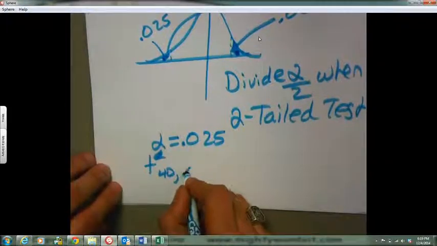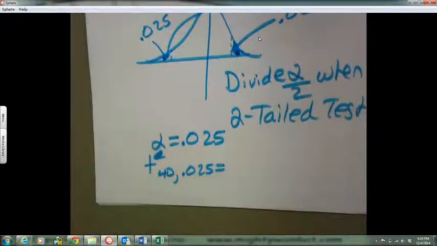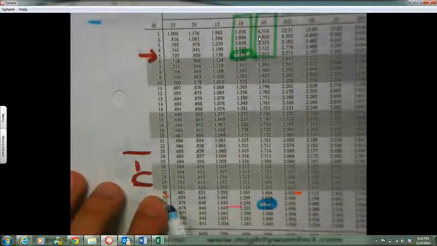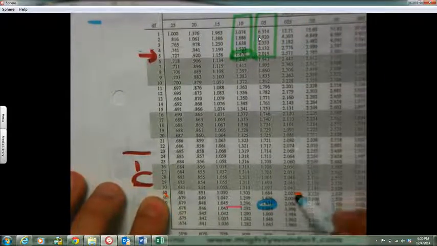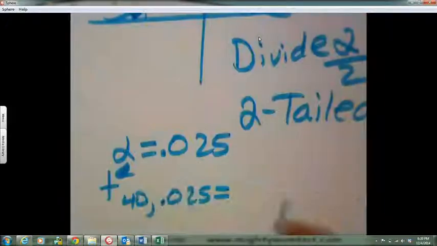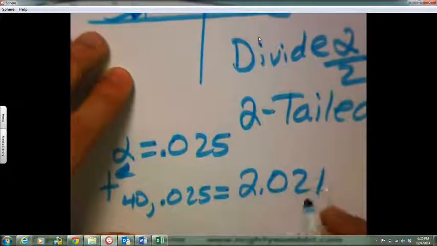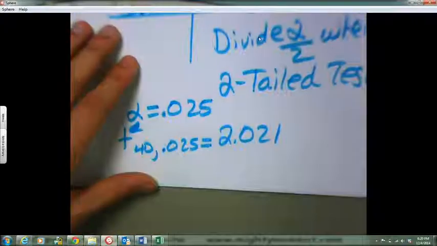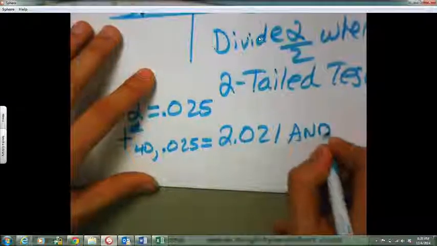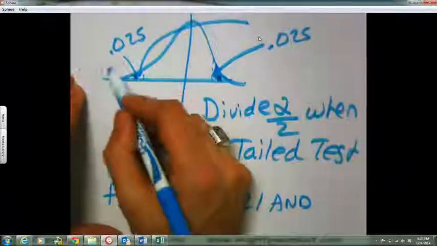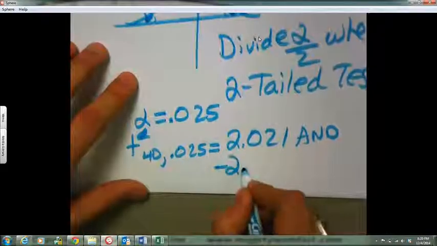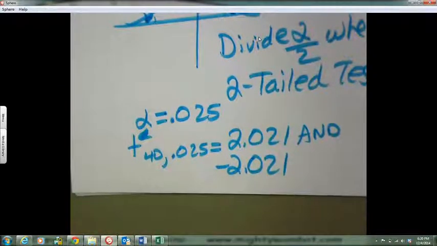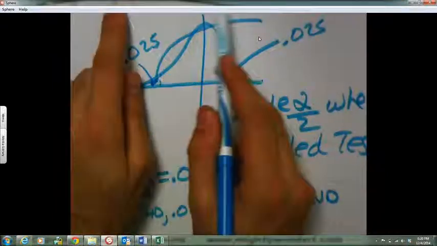Well, let's go back to our table. Degrees of freedom are 40. Here's 40 right here. 0.025 coming right down here: 2.021. And that's the positive side. You got to get the negative side also: negative 2.021.